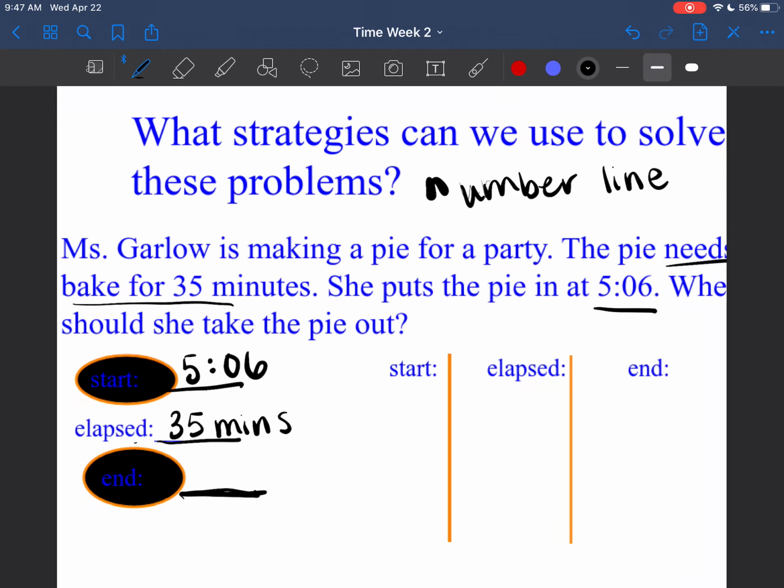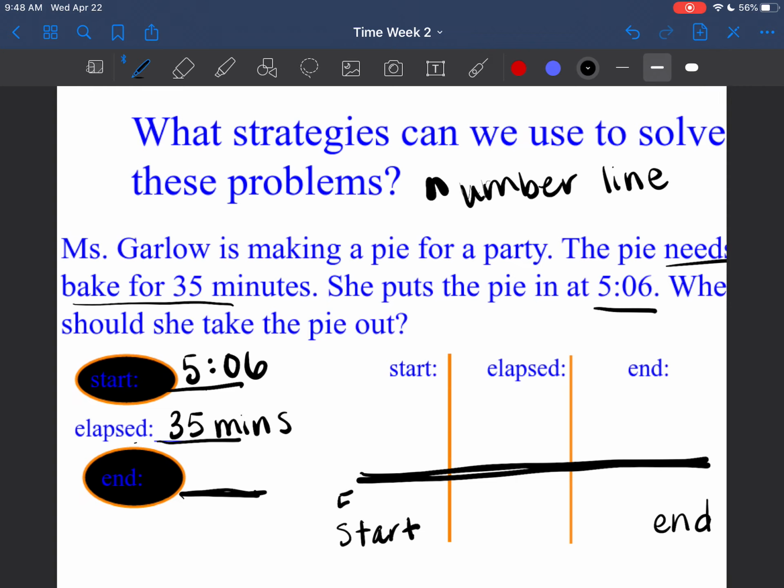All right, we're going to use a number line to help us solve for this problem. So I'm going to come over here and draw out my number line. I know that my start time goes here on this end, and my end time goes on this end. My start time is 5:06. And my end time, we don't know. So that's what we're trying to find out. The elapsed time is 35 minutes. So we're going to jump 35 minutes on our number line.